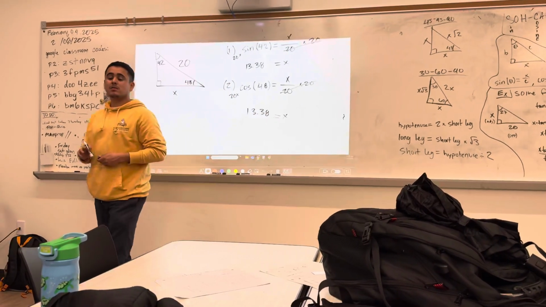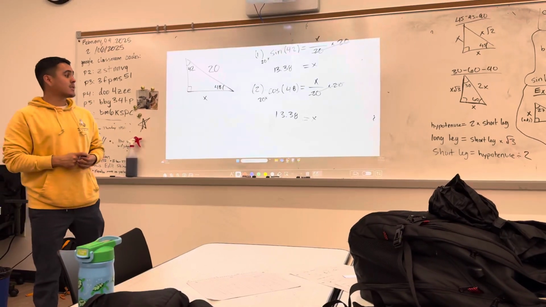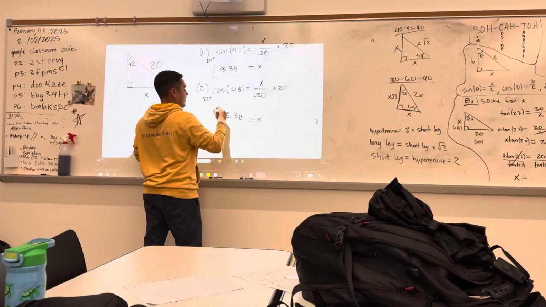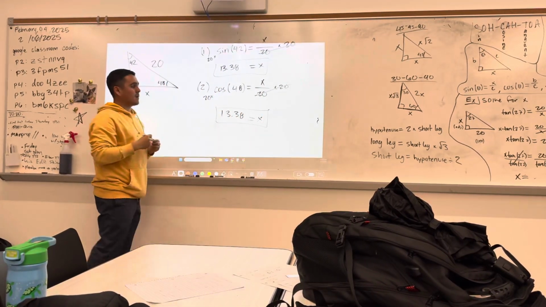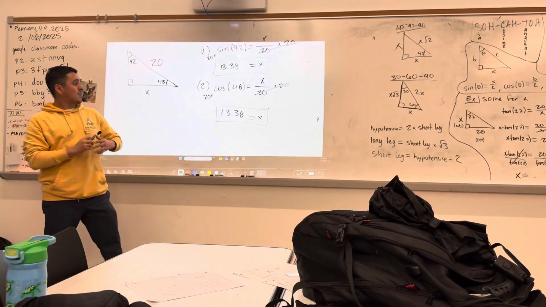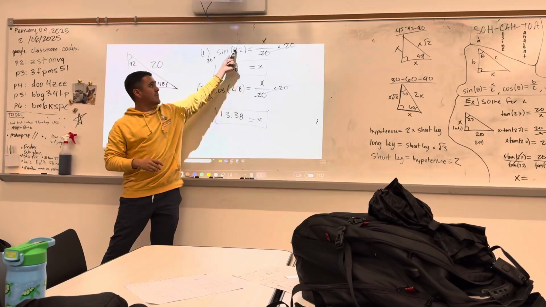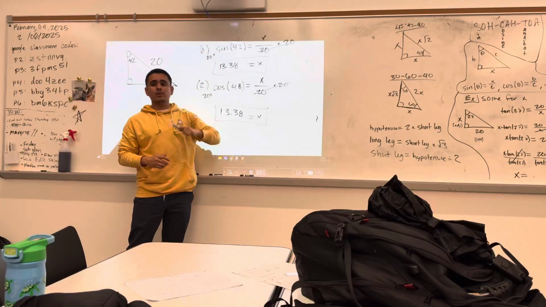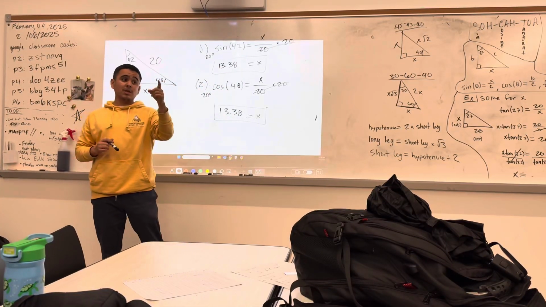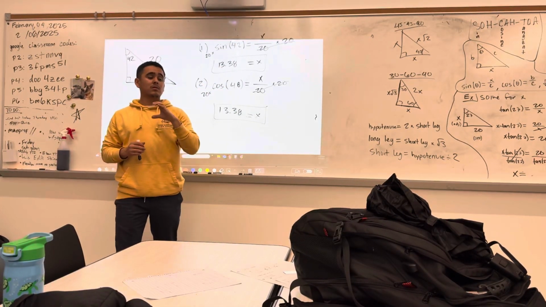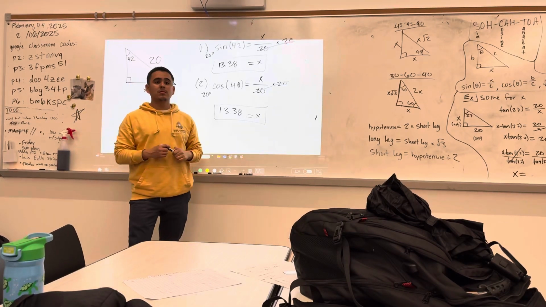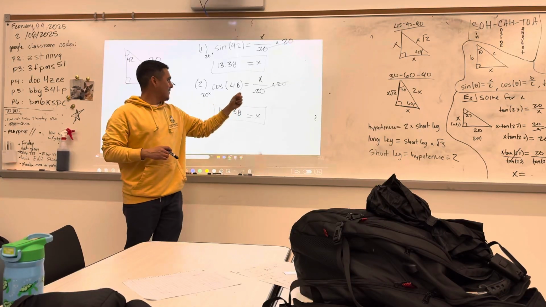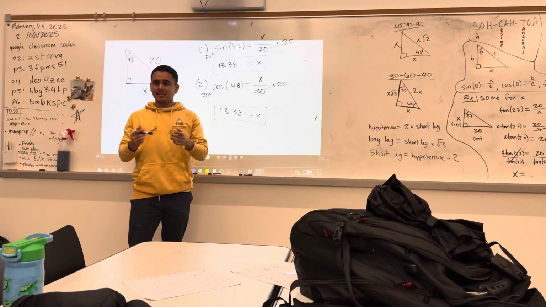What do you guys notice? They're the same, right? These two answers are the same. But what do you notice about these two angles or these two numbers? They're congruent. They're not congruent. 48 does not equal 42. There's another word that starts with C though. Corresponding? Not corresponding. I like your thinking though. They add up to 90, right? 48 plus 42 adds up to 90.